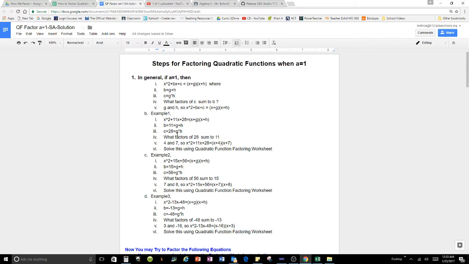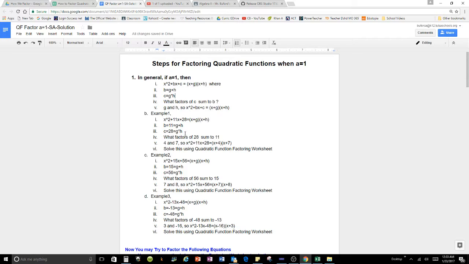2 times 14 is equal to 28. That's a factor of 28. So 2 times 14 could be our g and h. But when we take 2 and 14 and add them together, we get 16. So even though 2 times 14 does equal 28, it doesn't satisfy both of our conditions here. We need a g and h which, when we multiply them together, gives us 28, but also when we add them together gives us 11.